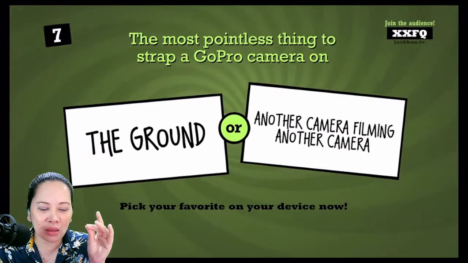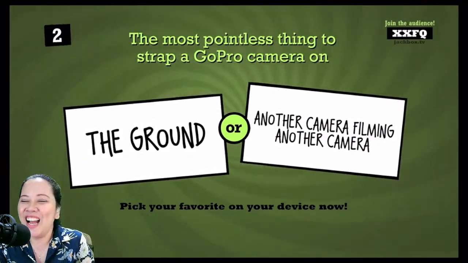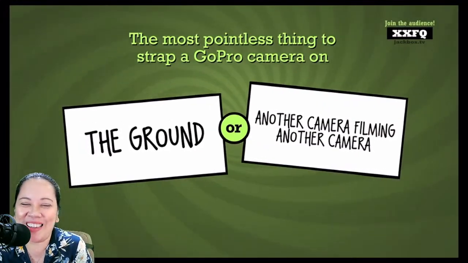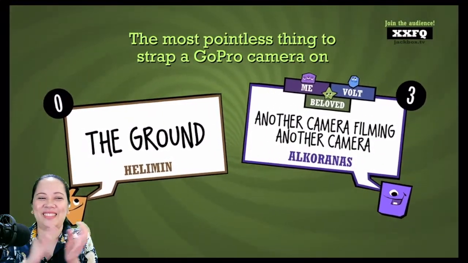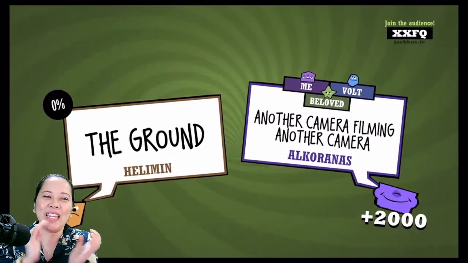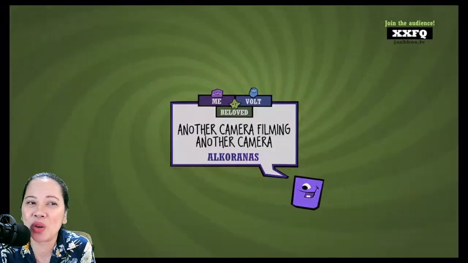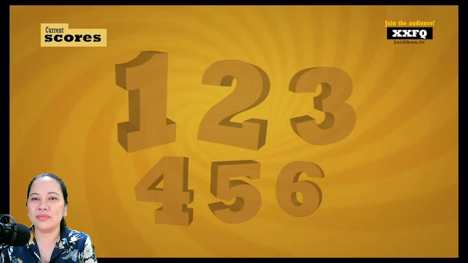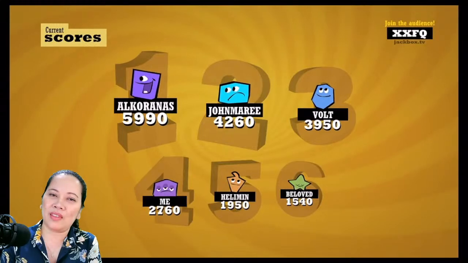Which one do you like more? Another camera filming another camera. The ground. Amazing, Alcoranas. Quick flash. If you get a straight vote, it will be a quick flash. Round 2 is now complete. Let's see where we landed.